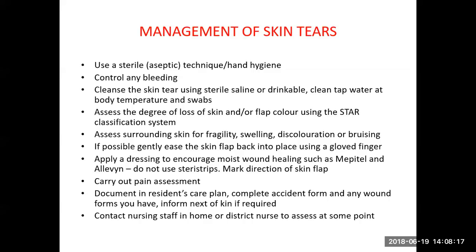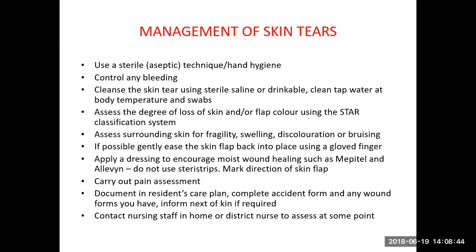You're assessing the degree of loss of skin and or the flap colour using that STAR classification system, which I've just shown you. You should assess the surrounding skin for fragility, swelling, discoloration or bruising. If it's possible, so say it's a category 2A, 2B kind of skin flap, you gently ease the skin flap back into place using a gloved finger, only if it's possible. You shouldn't be forcing at all.